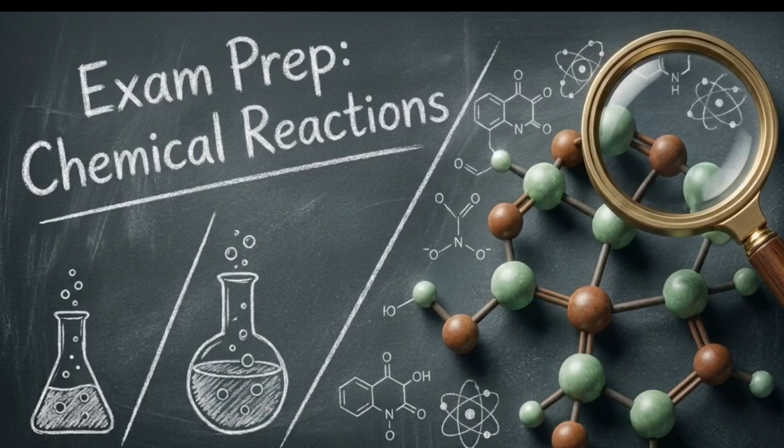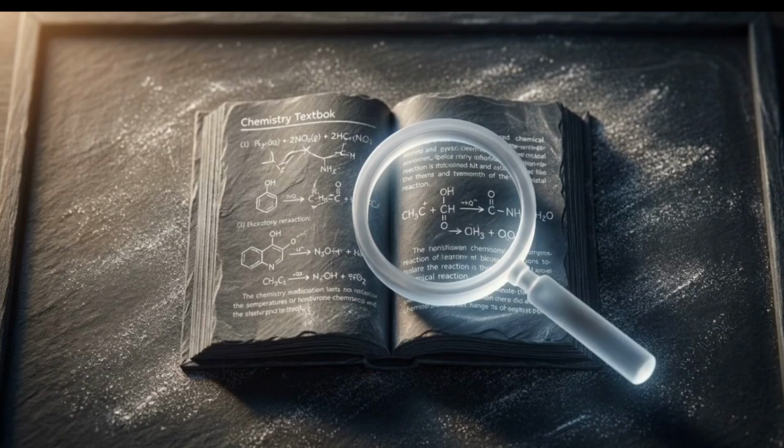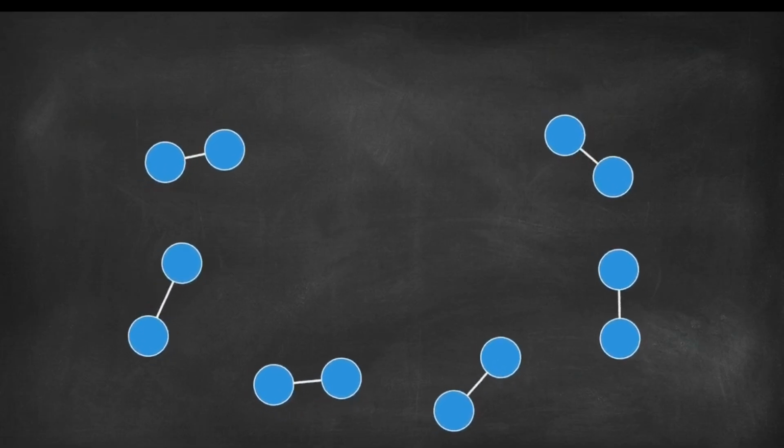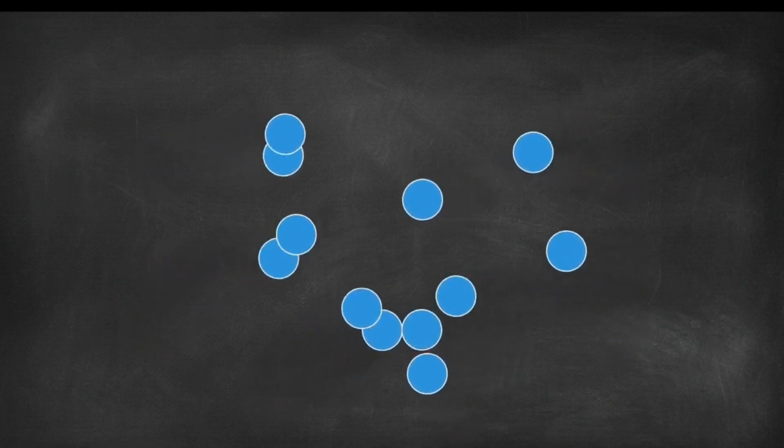To excel in your board exams, you have to move beyond memorizing names and start recognizing chemical patterns. Today, we're decoding the specific activities in your textbook to show you exactly how these reactions work. When a chemical reaction occurs, the nature of the initial substance changes.